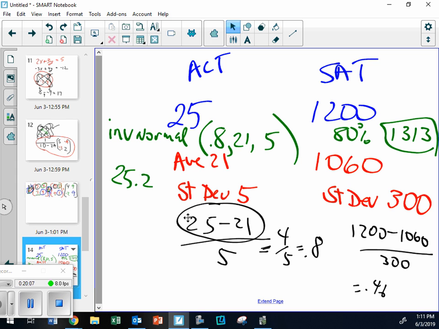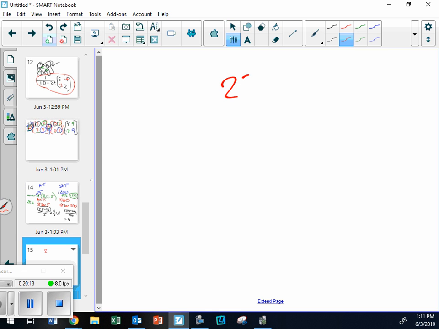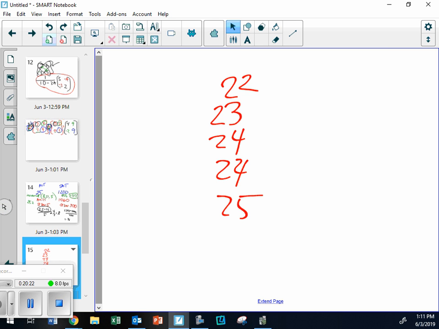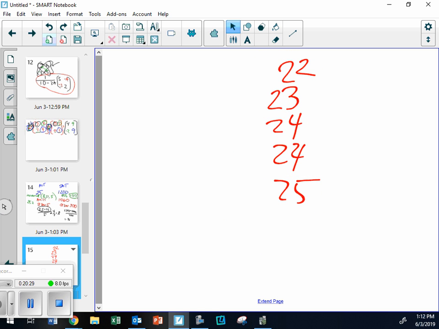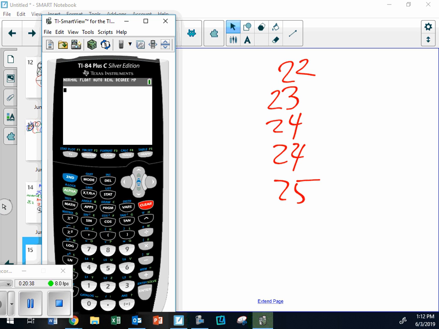All right, here's another one for stats. A 5-number summary. We're going to put in 5 numbers. 22, 23, 24, 24, 25. That's 5 numbers. Now I happen to double up on the 24. That way it's got a mode. If you put those into your calculator, I hope you're putting them under Stat and Edit. And I'm going to put it under L1, 22, 23, 24, 24, 25, Enter.